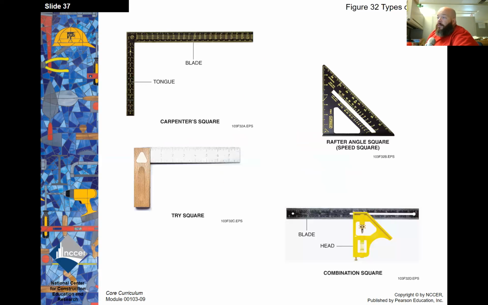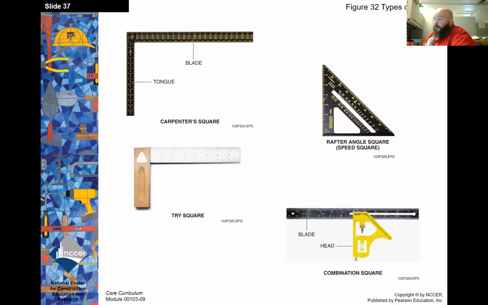Okay, types of squares. So we have a carpenter square. These are the large squares we used while laying out our surveyor's totes. One blade is 24 inches long, the other 18 inches long. A rafter angle square or speed square. These are real handy tools to use in construction and welding as well. Tri-square, just basically a shrunk down carpenter square with the ruled measurements only along one side.